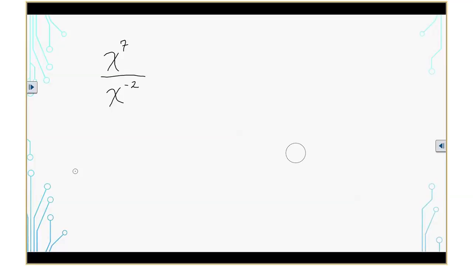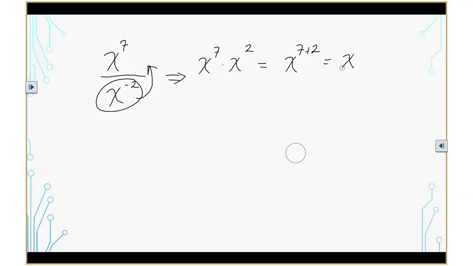You can use the inverse rule and take it upstairs. There is no set order to do these things. So if I wanted to take this negative 2 and take it upstairs, that becomes x to the 7th times what? x to the 2nd, and I use the product rule, and I get x to the 7 plus 2, which is equal to what?